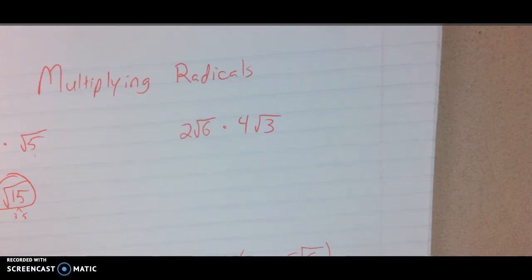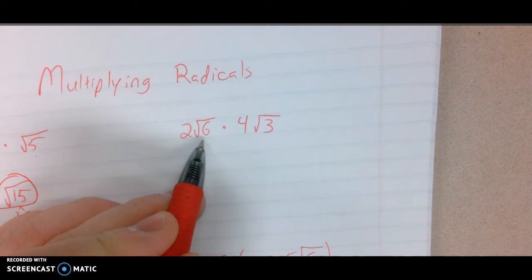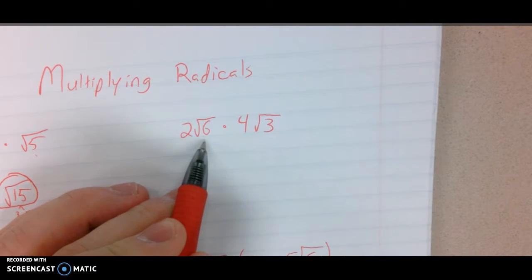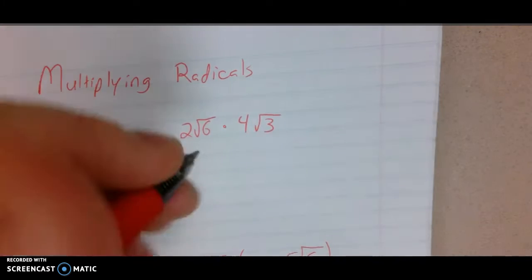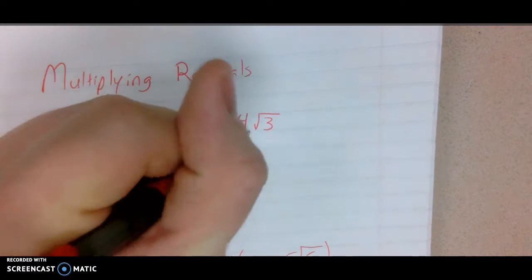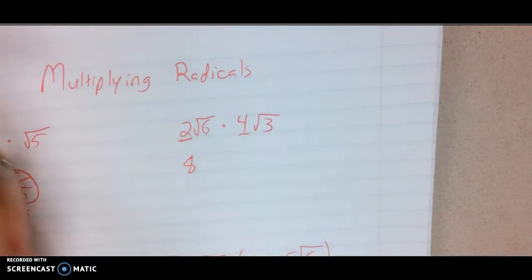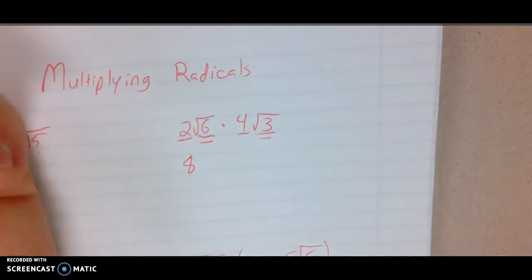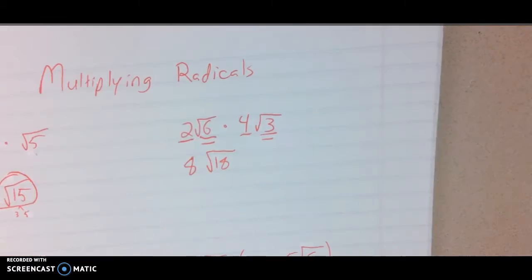If we move over here, we have 2 rad 6 times 4 rad 3. Same thing. First, I'm going to check to see if I can break down either of my two radicals. 6 breaks down into 2 and 3, no pairs, and then 3 we've already discussed. So what I'm going to do is multiply my outside numbers. These are kind of like coefficients. So 2 times 4 would give me 8. And then I'll multiply my radical terms together. I've got rad 6 and rad 3, and that gives me rad 18.